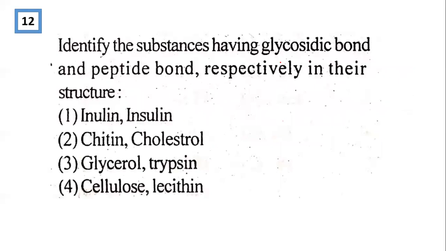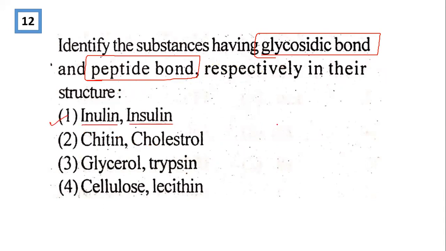Very important question, a tricky question, but a direct NCERT question. Identify the substances having glycosidic bond and peptide bond respectively in their structure. You know that peptide bond is found in insulin and glycosidic bond is found in inulin. So the correct answer is option number 1, inulin, insulin. Clear? Inulin, you will have the glycosidic bond. Insulin, you will have the peptide bond. Very important question from the biomolecules part.